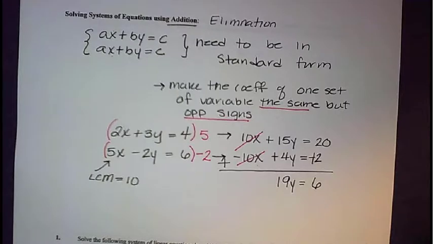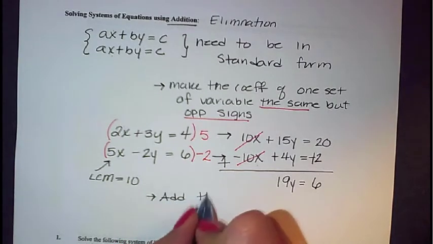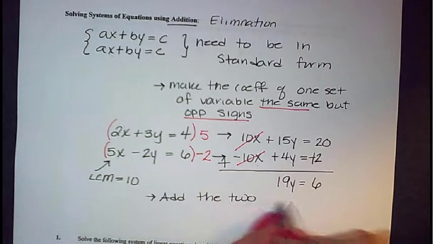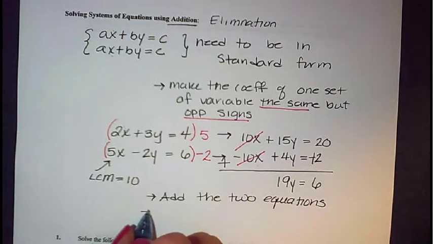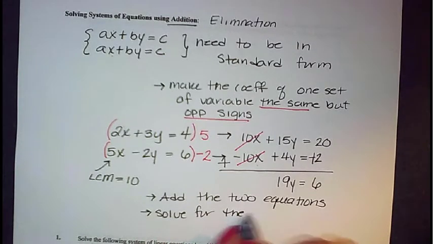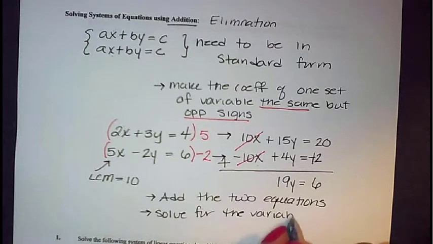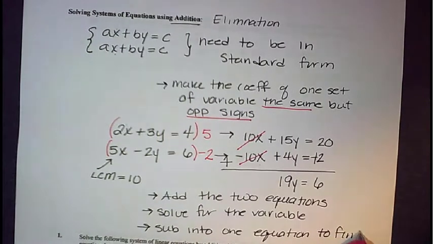So again, we want to make our coefficients opposite of each other. Once we have that, then we get to add the two equations, and we solve for the variable. And then lastly, we substitute into one equation to find the other variable.